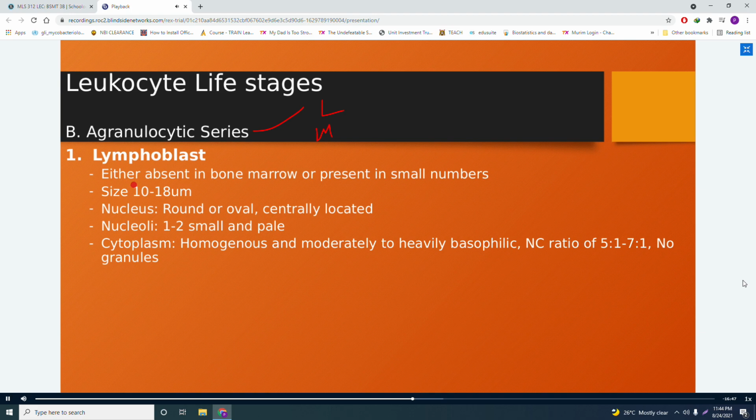Your lymphoblast, class, is either absent in the bone marrow or can be present but in small numbers. It has a size of 10 to 18 micra. The nucleus, like all young cells, is round or oval and can be centrally located. It may have nucleoli, class, 1 to 2, small and pale. Now, your cytoplasm is homogeneous and moderately to heavily basophilic.